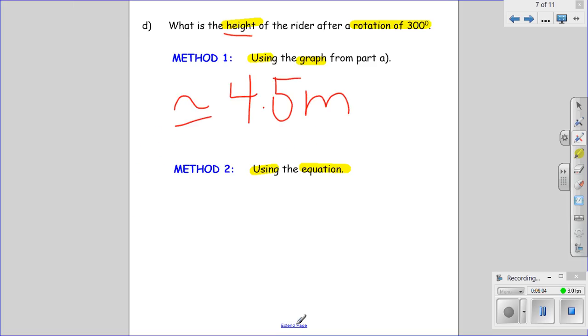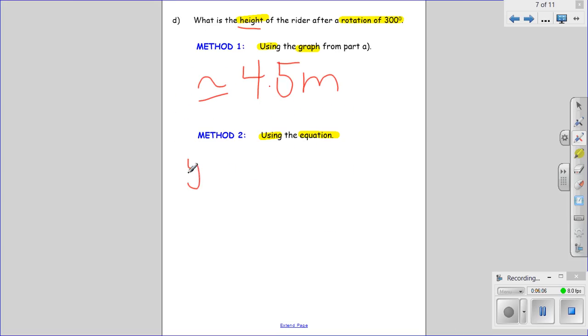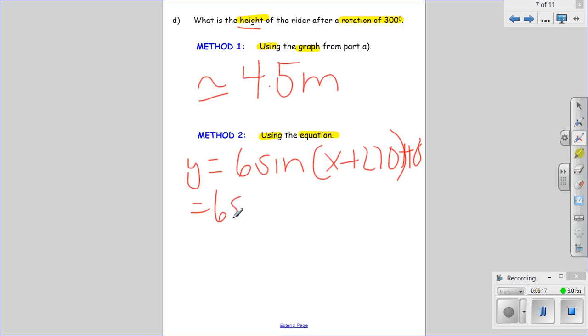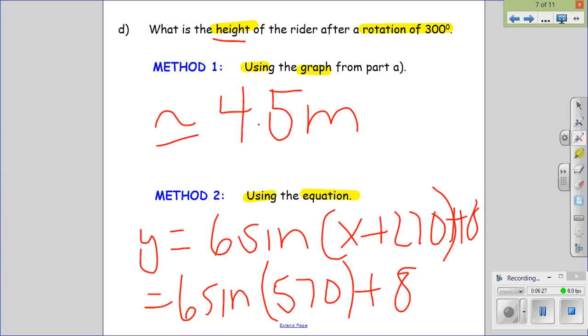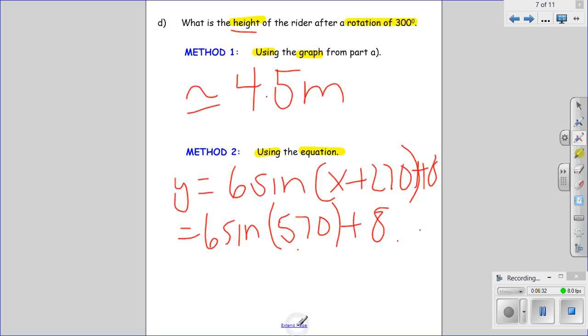Let's see how close our guess is. We've got y equals 6 sine of (x plus 270) plus 8 that we're starting with. So it's 6 sine of (300 plus 270, which is 570) plus 8. Well, I need my handy dandy calculator for that. And my handy dandy calculator is telling me that that's equal to negative 0.5.